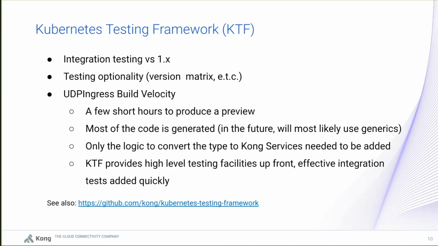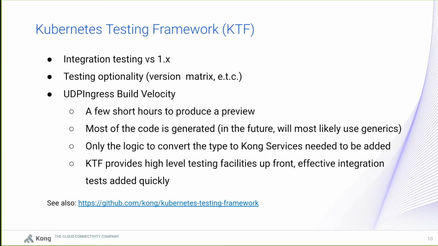So the UDP Ingress build velocity: it was harder to contribute in the old 1.x architecture and setup, but UDP Ingress was built pretty quickly. We were able to produce a preview build, a prototype for it, within a couple of hours, given the KubeBuilder SDK setup and all that. And so that was part of the proof for what we were trying to do earlier on, before it got okayed by product and so forth.